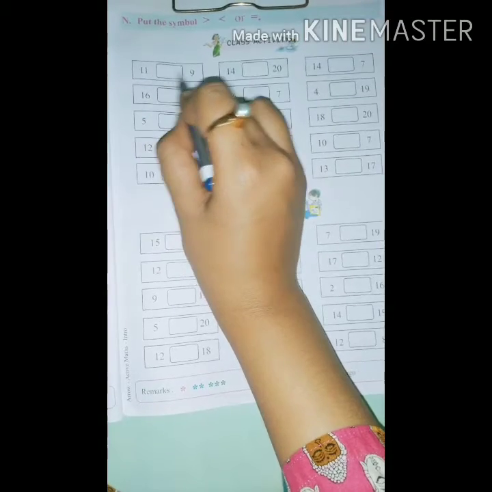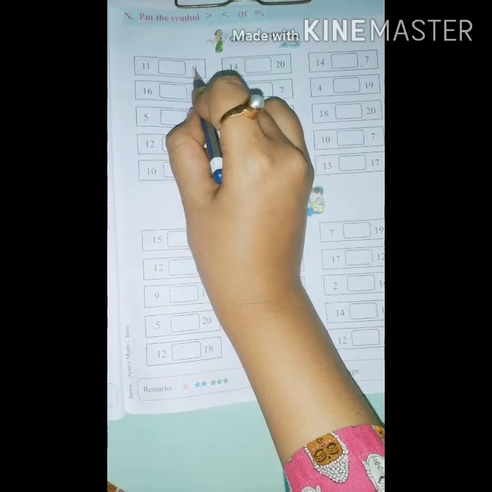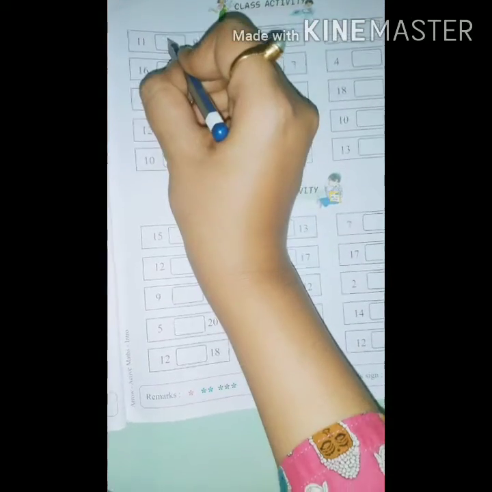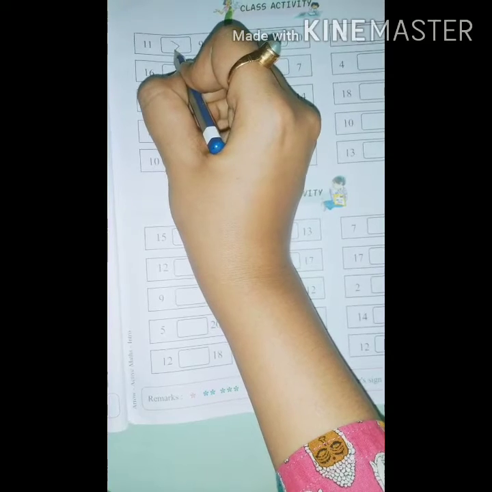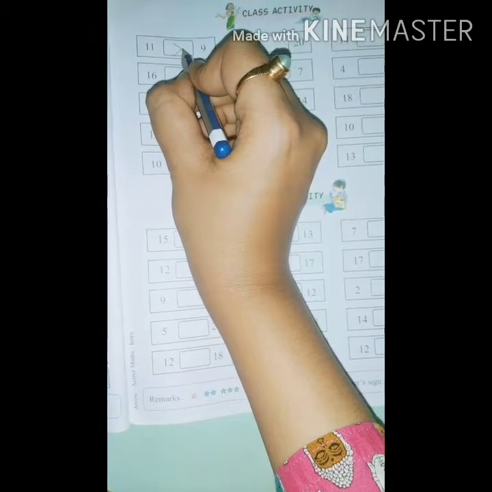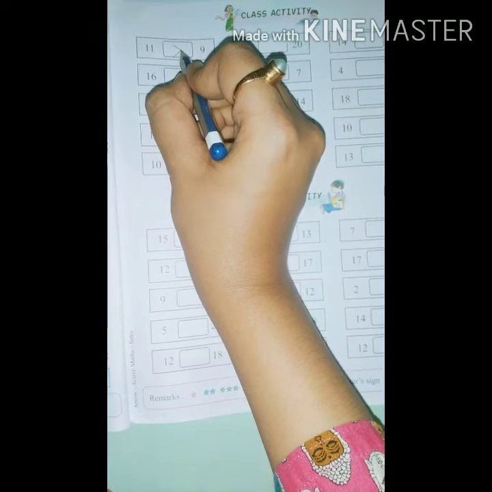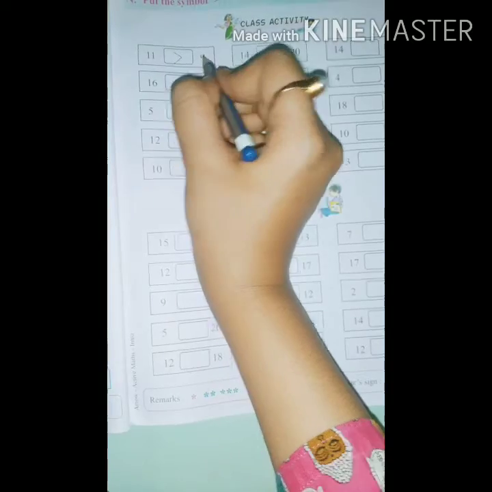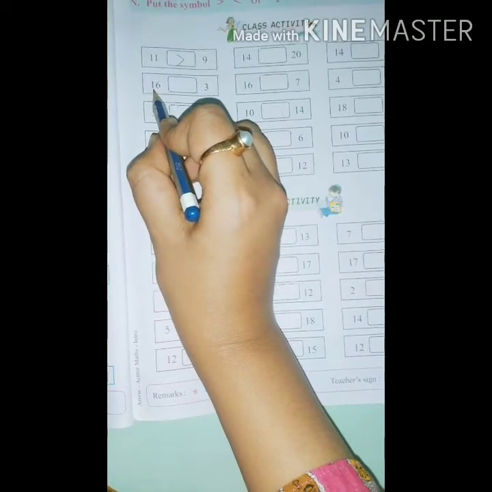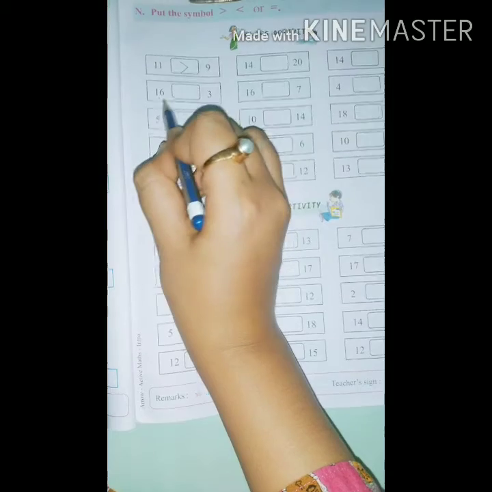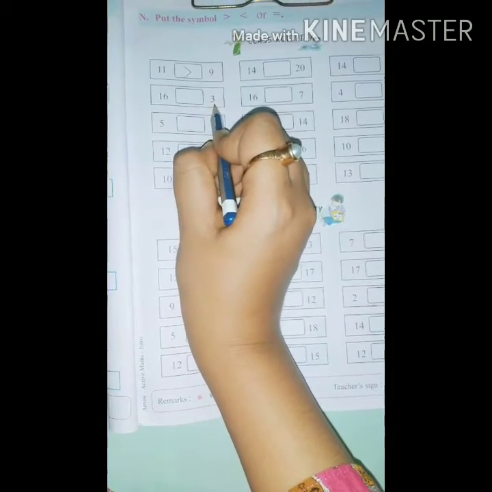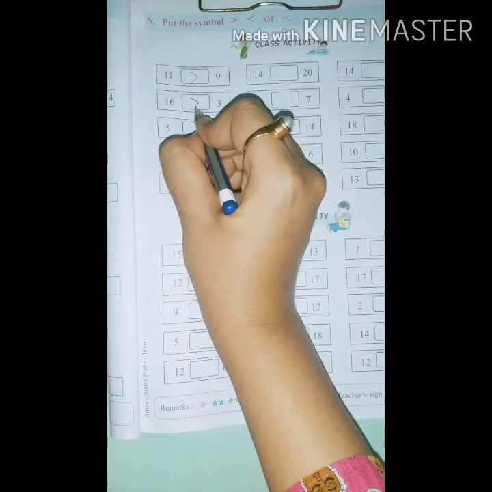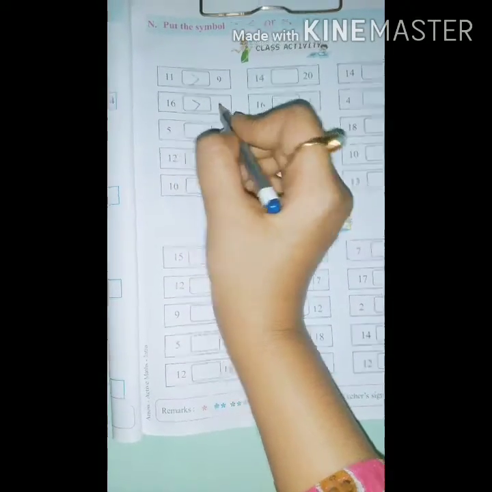Here 11 and 9 is given. In between 11 and 9, 9 is smaller. So we will put this sign, as we know that the mouth of the fish is always pointing towards the smaller number. Now the next set of numbers, 16 and 3. In between these two numbers 3 is smaller. So we will again put this sign as 3 is smaller.